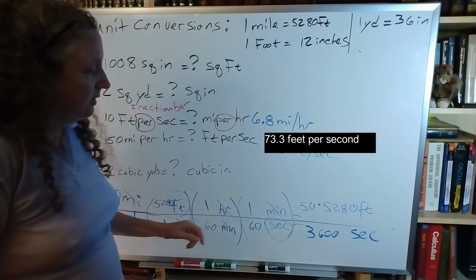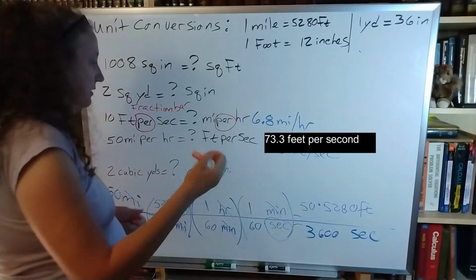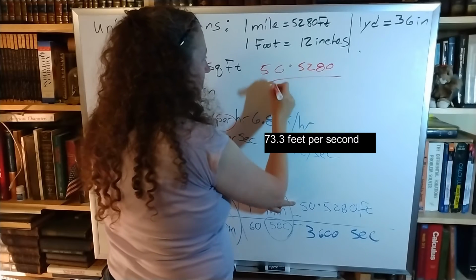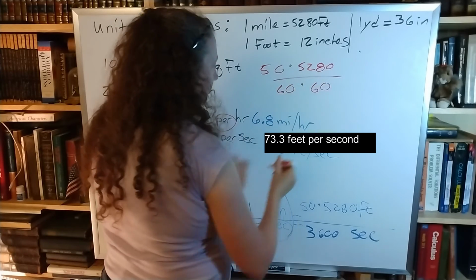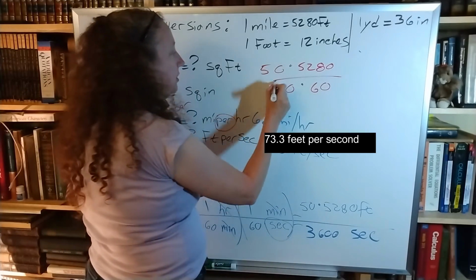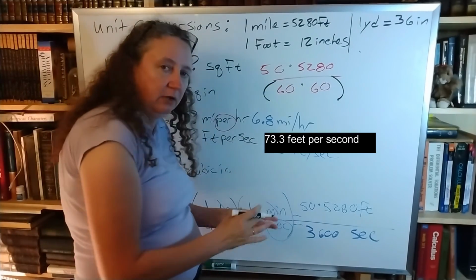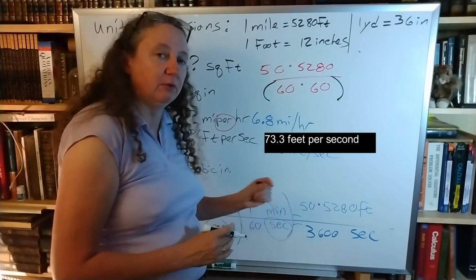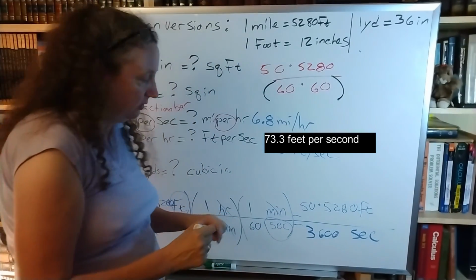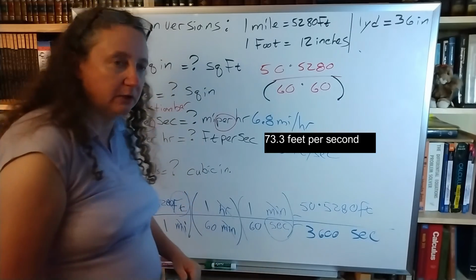Calculator usage. When you are typing this in, if you have not multiplied those right away, and you have to type on your calculator 50 times 5280 divided by 60 times 60, you must, if you want to type it in all at once, put parentheses around the stuff on the bottom of the fraction. And then you can type it in just like any normal thing. If you do not put the parentheses around there and you put a times sign in there, you're going to get the wrong answer. So make sure you include those parentheses. Or multiply it first to get just one number on the bottom and then do all this stuff on the calculator.